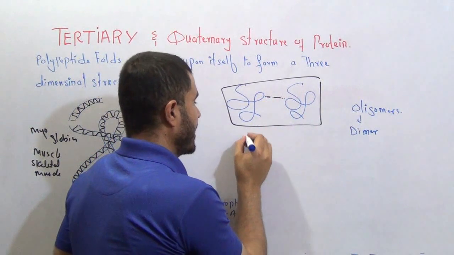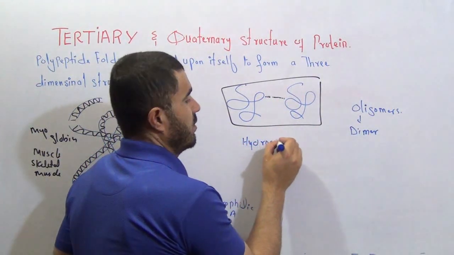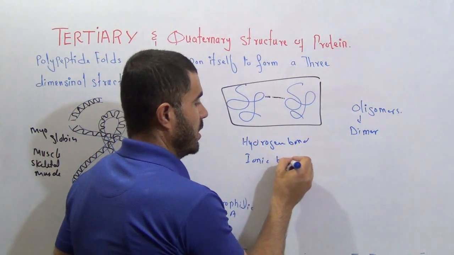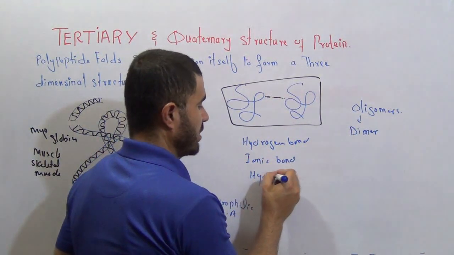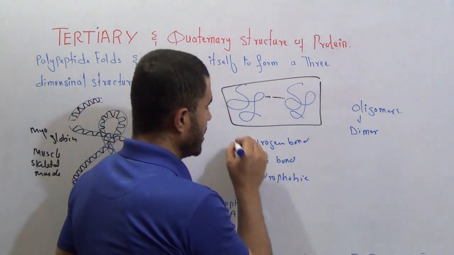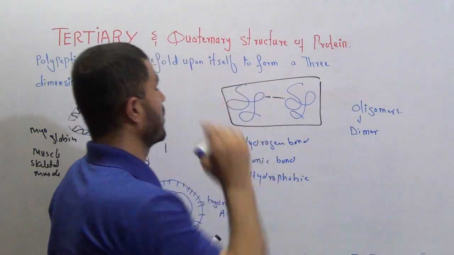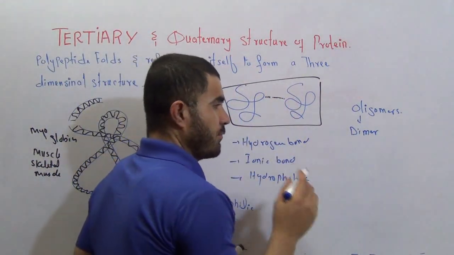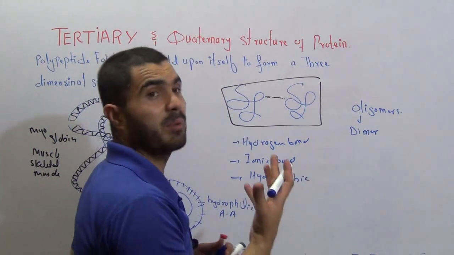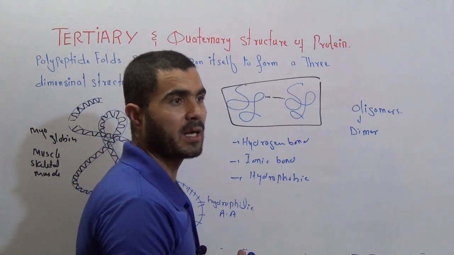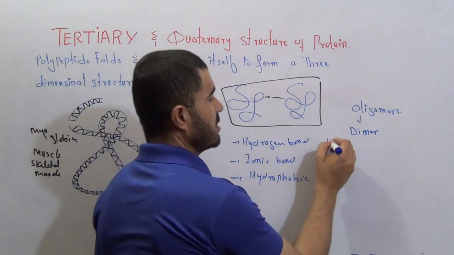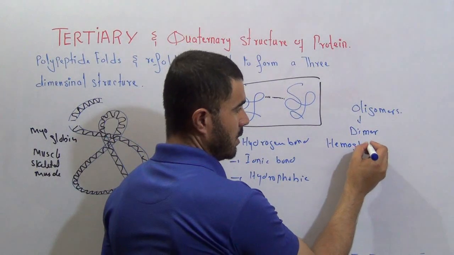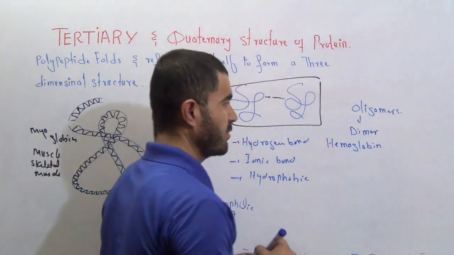What are these bonds? Actually hydrogen bond, maybe ionic bond, and hydrophobic interaction. These 3 bonds are found in the quaternary structure, in between these units. So what is an example of quaternary structure? Is there any protein? Yes, hemoglobin is a very famous example of that. Hemoglobin is a very famous example of the quaternary structure.